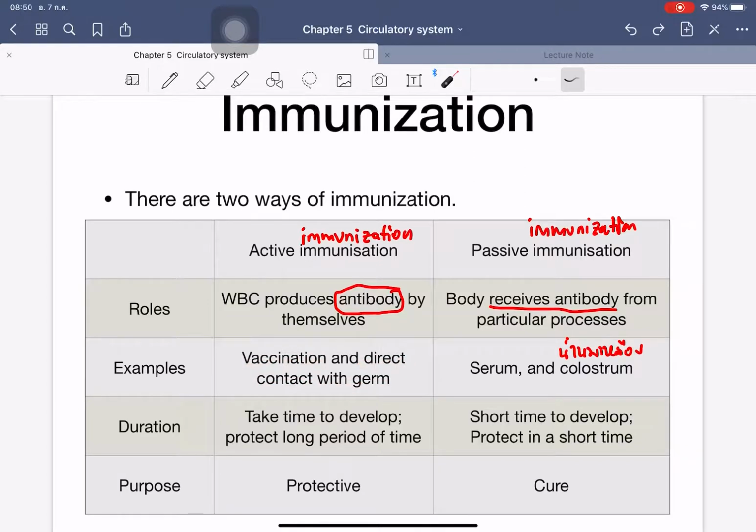And for passive immunization, you take serum, and colostrum. When the mother breastfeeds the baby, we have two types of milk. The first one is like a liquid and quite white in color. And the other one is clear in color. The one that is clear we call colostrum, or น้ำนมเหลือง.